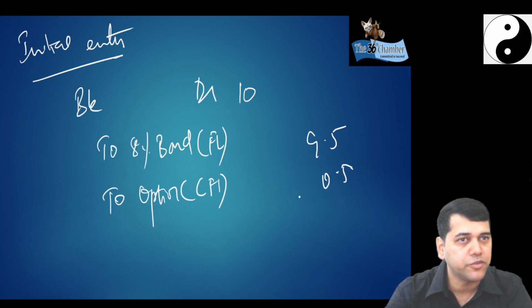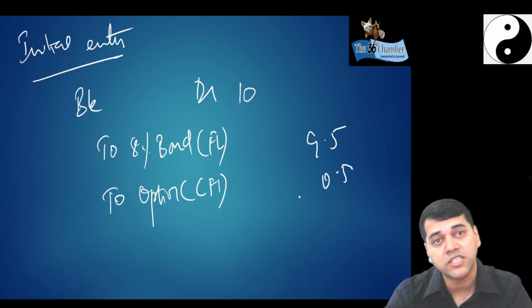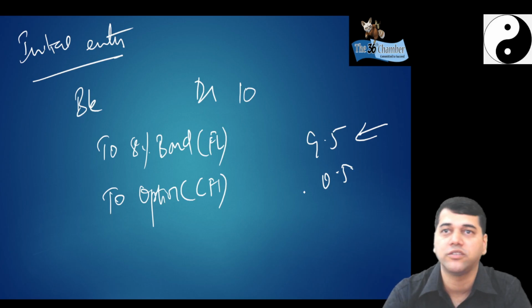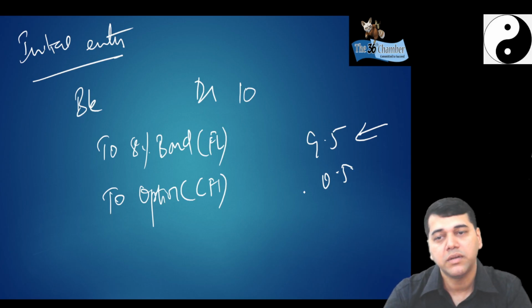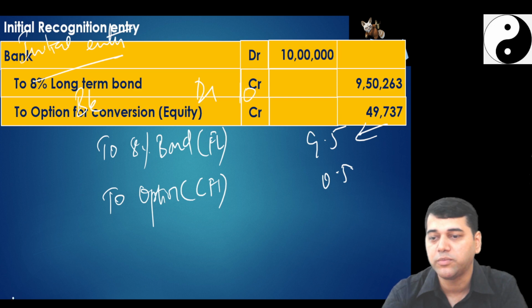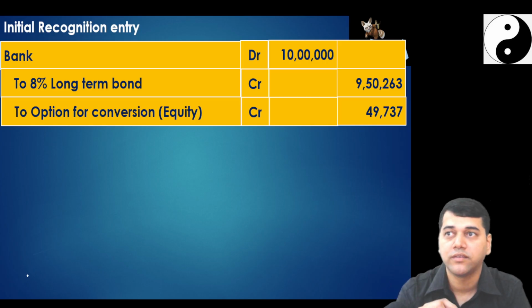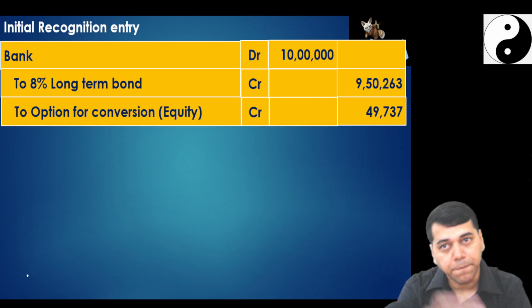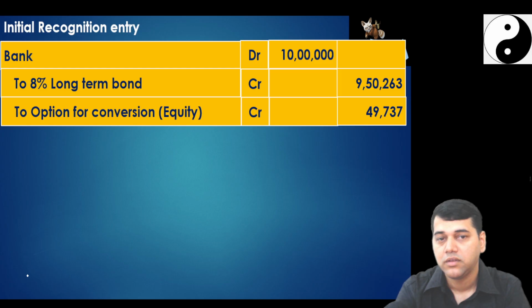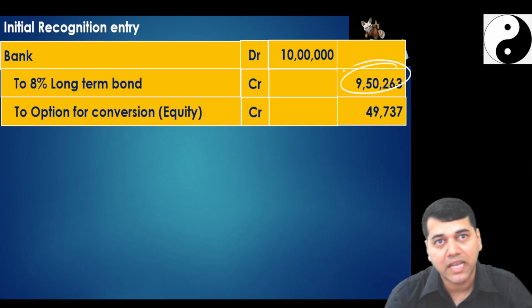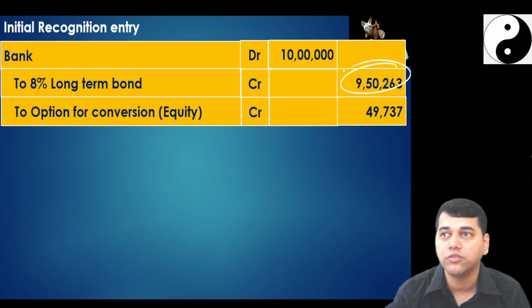Did they ask me for subsequent entries? If they had asked, what would I have done? Prepared an amortization schedule for this. Then I would have passed the accounting entries, interest cost, payment and all. But they went for the last entry now. What is my last entry on the date of conversion? What does the rule say? The liability, since you have opted for conversion, what is my balance of liability on that day? This 9,50,000, three years down the line, how much will it turn out to be?